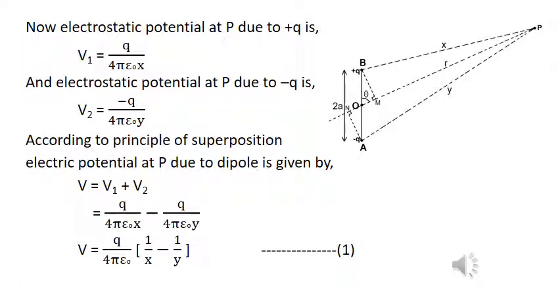Now, as we know the expression of electrostatic potential, we can write V at P due to plus Q charge of the dipole as V1 is equal to Q by 4 pi epsilon naught X, and electrostatic potential at P due to minus Q charge is V2 is equal to minus q upon 4 pi epsilon naught into y. Now according to the principle of superposition, the electric potential at P due to the dipole is given by V is equal to V1 plus V2. By putting the value of V1 and V2, we get V is equal to Q by 4 pi epsilon naught, 1 by x minus 1 by y, which is equation number 1.